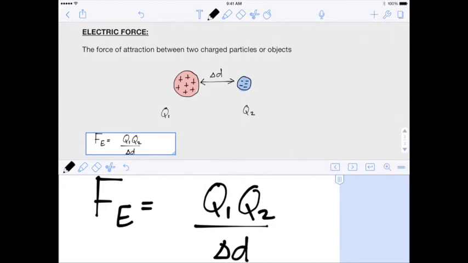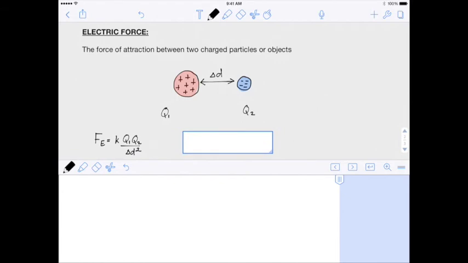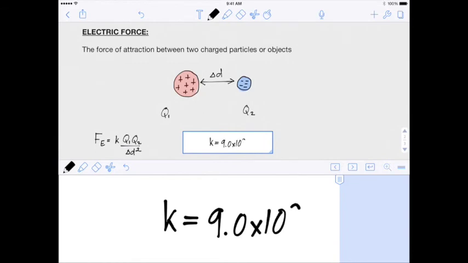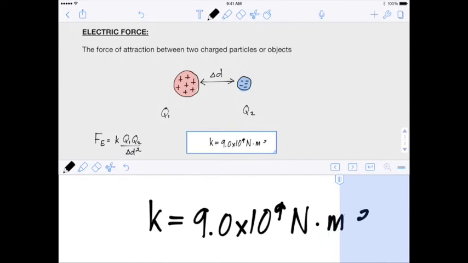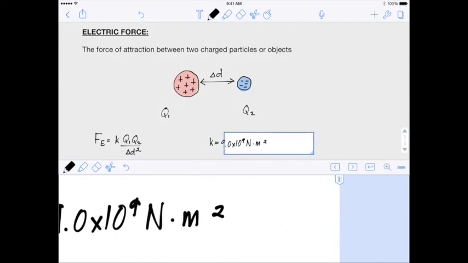So we've almost completed the equation for electric force. This is what it looks like. K over delta D squared, where K is a constant, and it's equal to 9.0 times 10 to the power of 9 newtons times meters squared divided by coulombs squared.